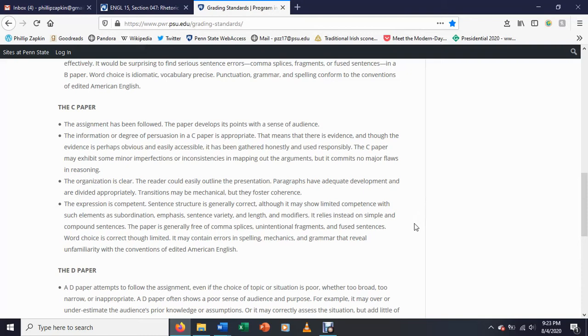The paper is generally free of comma splices, unintentional fragments, and fused sentences. Word choice is correct, though limited. It may contain errors in spelling, mechanics, and grammar that reveal unfamiliarity with the conventions of edited American English.